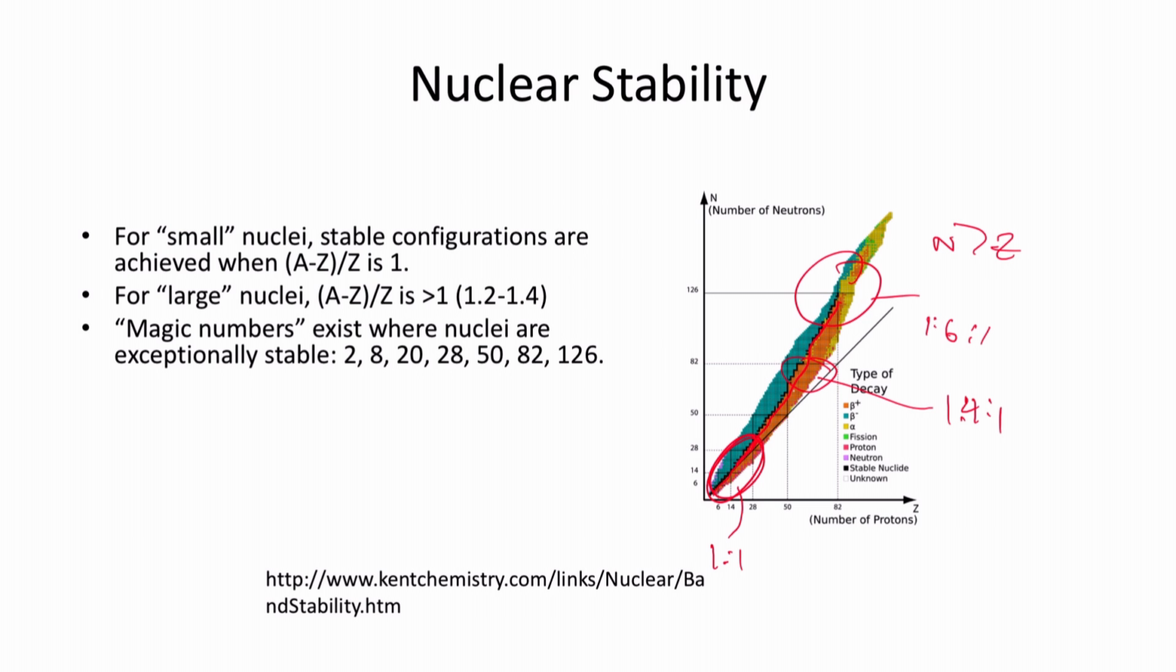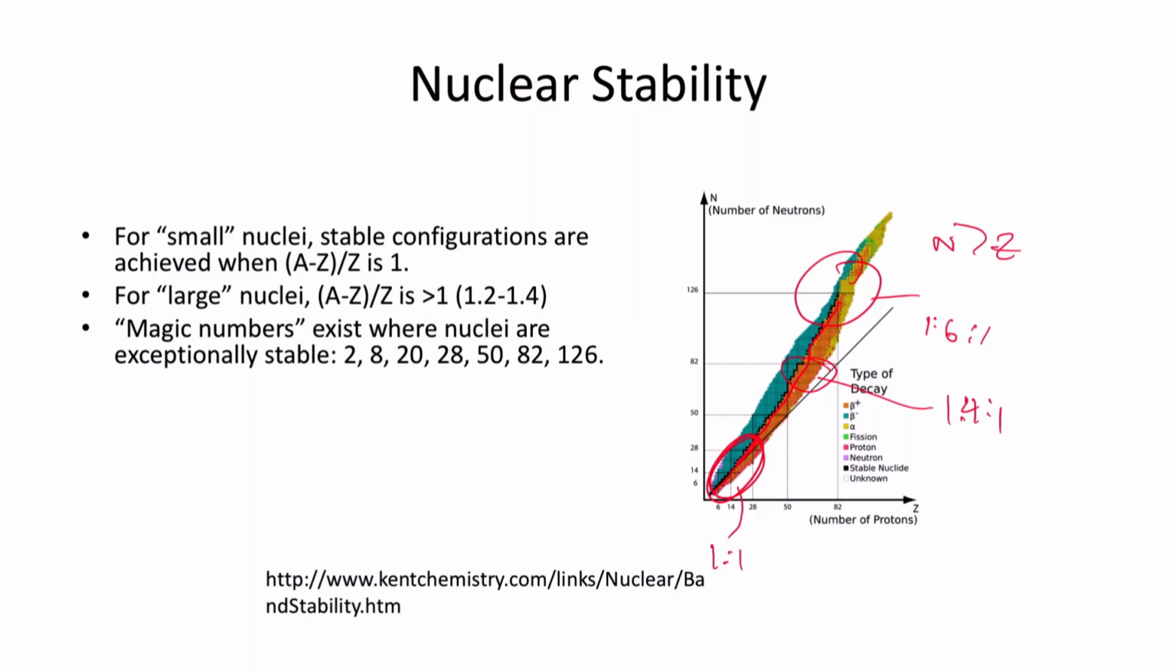Irrespective of those ratios, there are still certain nuclei that happen to be even more stable than you would predict. These are called magic numbers. It turns out that if I have 2 or 8 or 20 or 28 or 50 or 82 or 126 nucleons, those things are really, really stable.